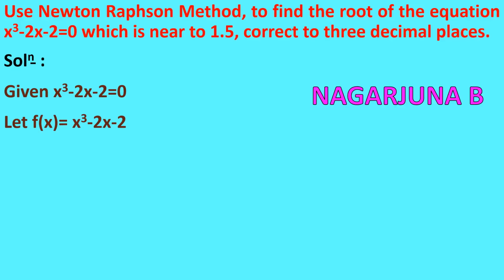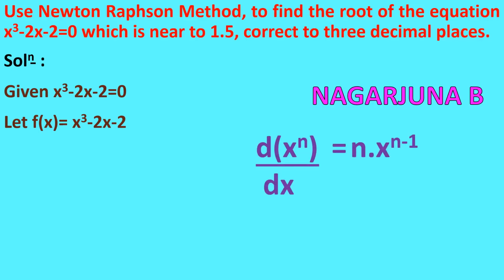Next we need to find the derivative of f of x, that is the differentiation of f of x with respect to x. For that purpose, first you should know the formula for differentiating x to the power n with respect to x, that is d by dx of x to the power n is equal to n into x to the power n minus 1.